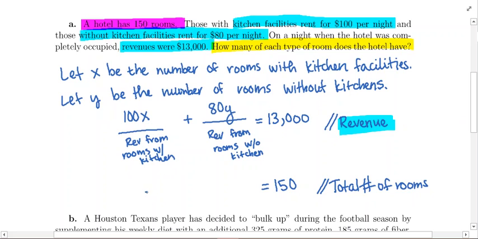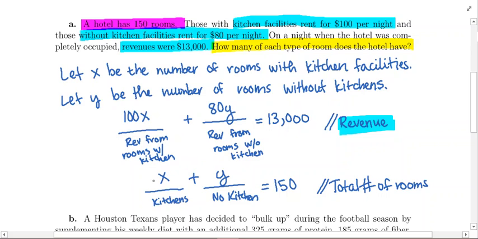Remember there's two types of rooms: those with kitchens, and the rooms without kitchens, so no kitchen. You have to add the total number of rooms. How many rooms have kitchens? Well, X. That's the way we set up the variable. X is the number of rooms with kitchen facilities. How many rooms do not have a kitchen? That's Y, based on how we set it up. Y is the number of rooms without kitchens. That's the total number of rooms, because every room either has a kitchen or it doesn't.